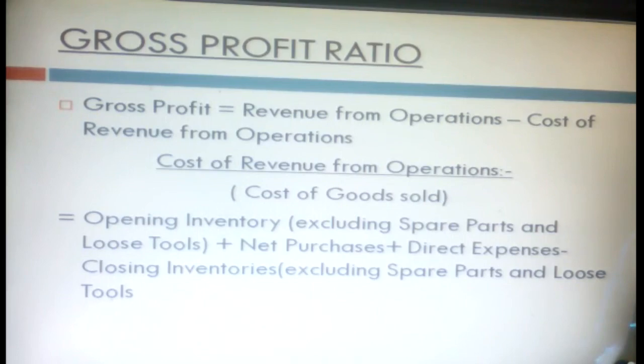Start with opening inventory, excluding spare parts and loose tools; we have to omit those from the inventory. Then add net purchases and direct expenses, minus closing inventory, here also excluding spare parts and loose tools. For opening and closing inventory, be very careful whether they mention spare parts and loose tools. Once they mention it, we must exclude them. Adding all together, we get the cost of revenue from operations.